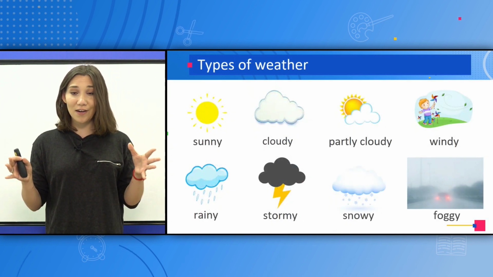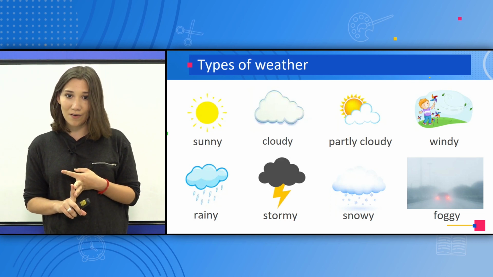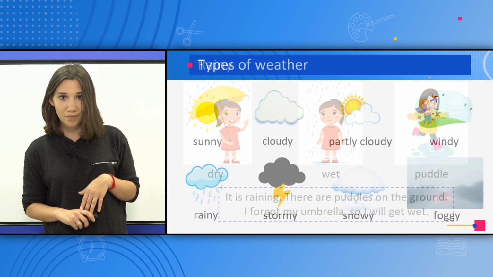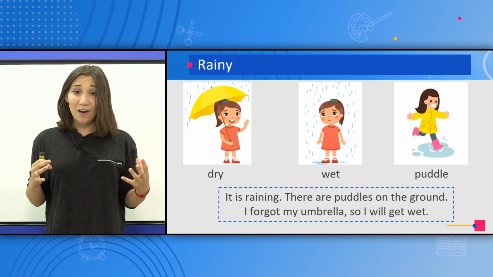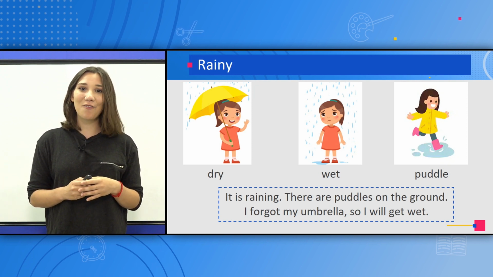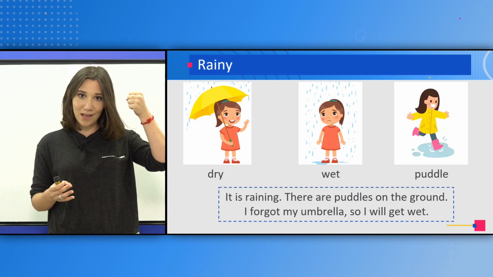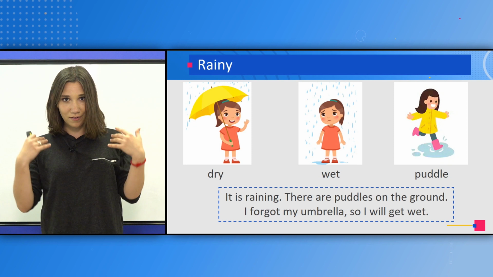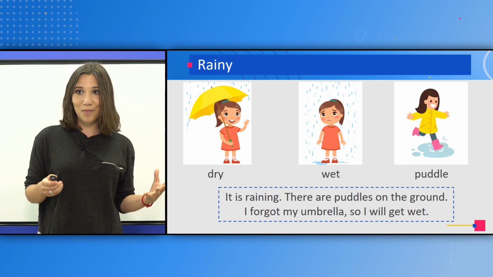So again, here are our different types of weather: sunny, cloudy, partly cloudy, windy, rainy, stormy, snowy, and foggy. Now, there are a bunch of different ways to describe the weather and some different types of things that happen during these different types of weather. So, for example, we have rainy. You can be dry. If you have an umbrella, you will not get wet. Your clothes will stay dry. But if you don't have an umbrella, you would get wet from all of the rain. And sometimes after it rains, it's fun to go outside and jump in a puddle.